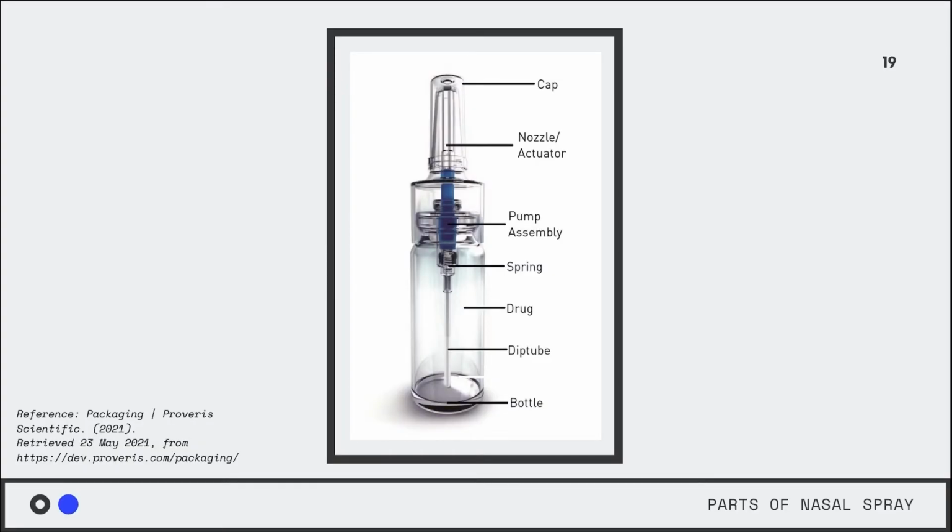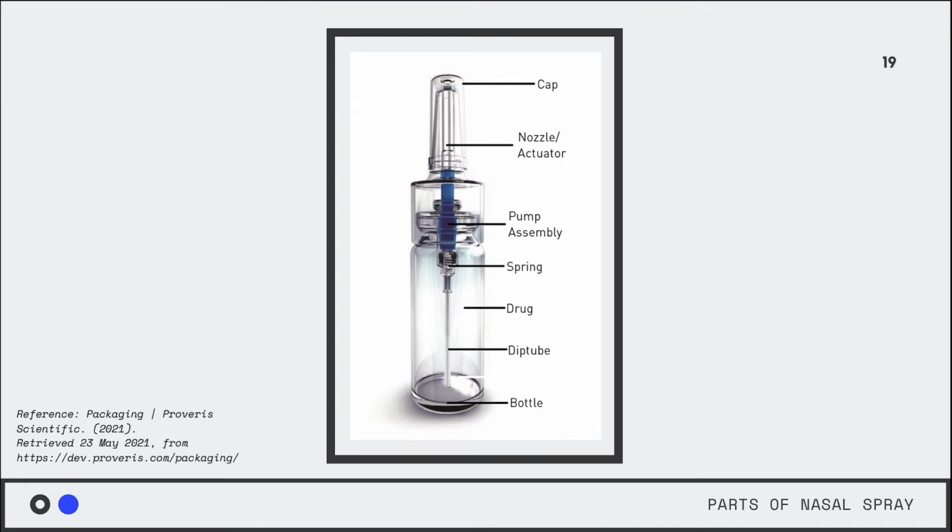The cap serves as a protection cover to the device. The nozzle or actuator is used to break apart the liquid formulation or the drug into a spray pattern. The pump supports the actuator and delivers the formulation in the proper form to the chamber of the actuator.